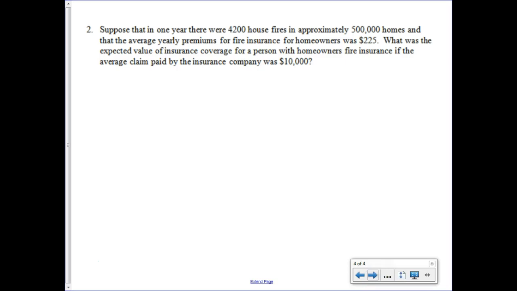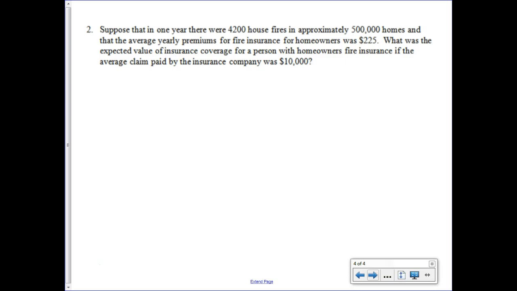So another place that you might see this used is talking about companies making sure that they are earning money rather than losing money. So in an insurance company, it says, suppose that in one year there were 4,200 house fires and approximately 500,000 homes, and that the average yearly premium for fire insurance for homeowners was $225. What was the expected value of insurance coverage for a person with homeowners fire insurance if the average claim paid by the insurance company was $10,000?